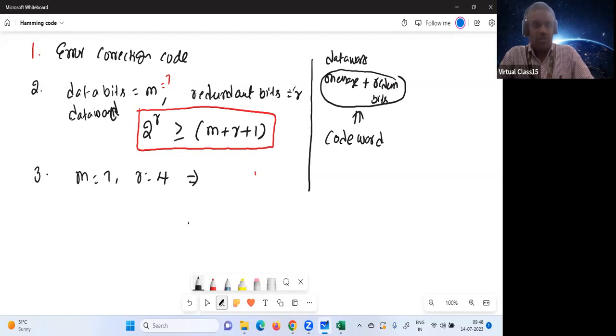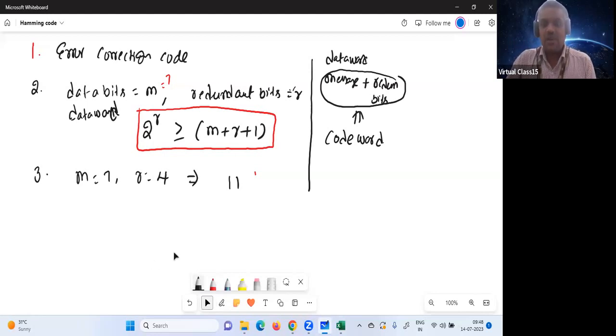So the question now, formally, what is the code word length here? 11. So try to understand the different terminology. The length of the data to be sent is nothing but the code word length. So the length of the code word is 11. Is it okay so far?